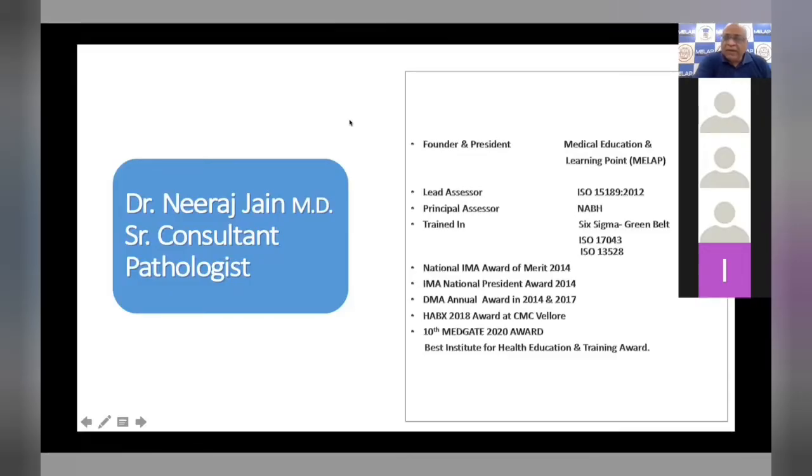I think all of you will agree with me. So now we are starting with this discussion on Six Sigma. These days, laboratory medicine has assumed a central place in any healthcare organization.